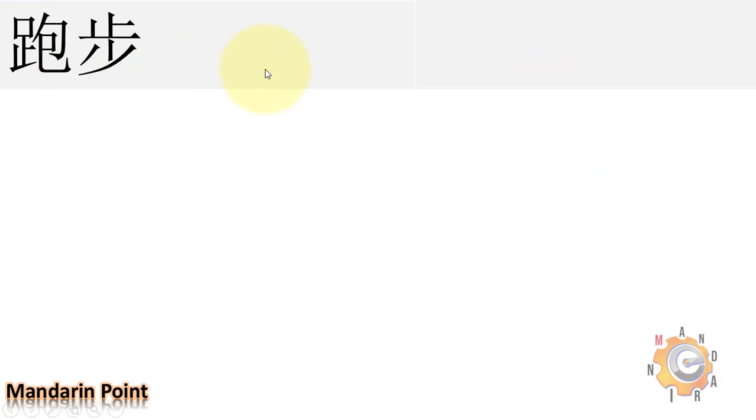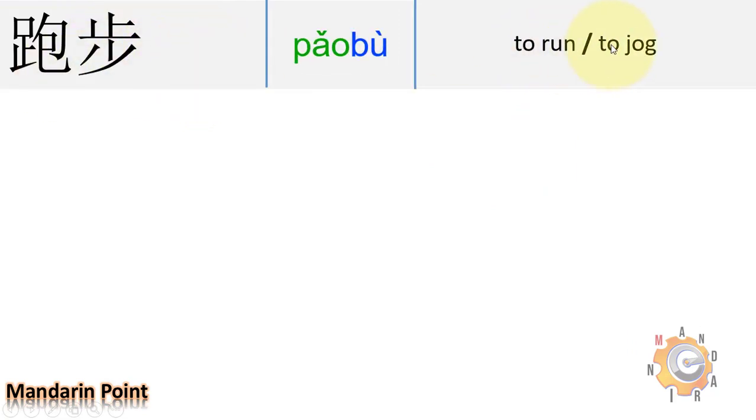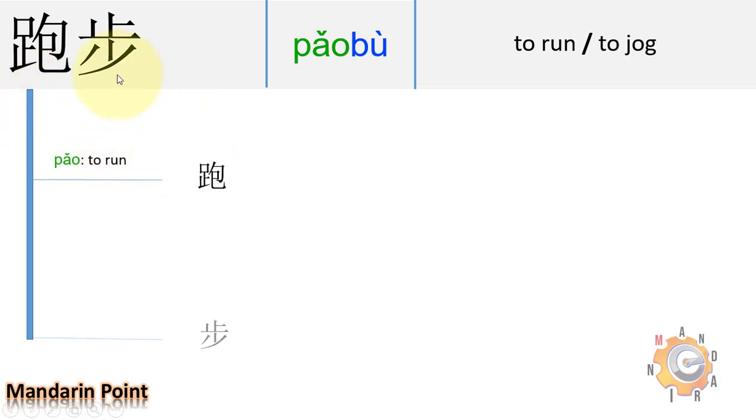跑步, which means to run or to jog. Let's decompose it. At left side, it is pao, which means to run, while at right side, it is bu, which means a step or pace. So running with a step or running with a pace is actually to run or to jog, right?